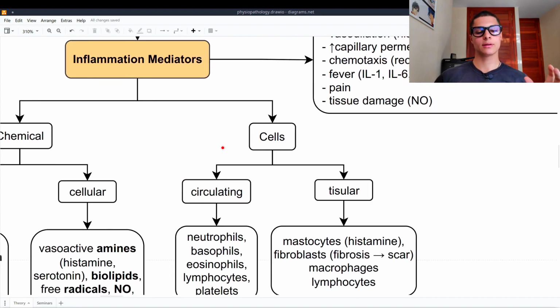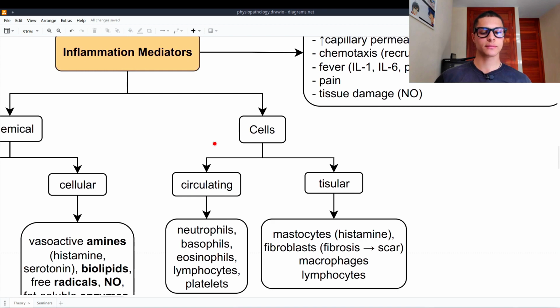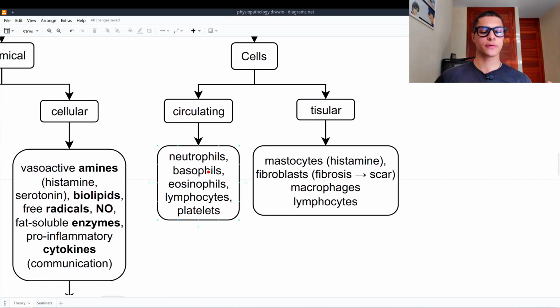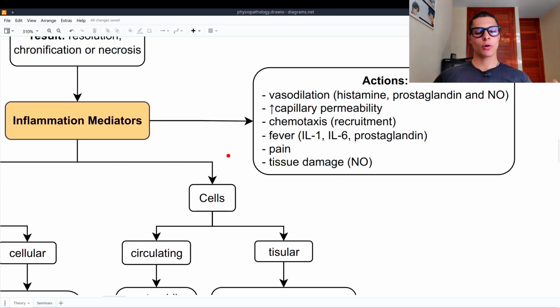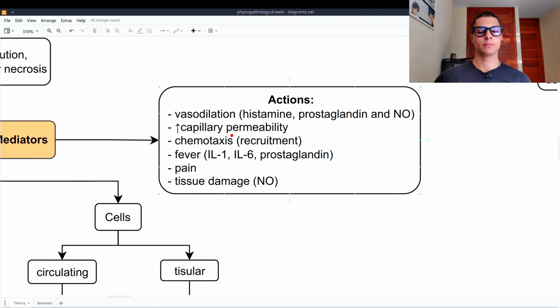Now, taking a look at cells' inflammation mediators, we have the circulating ones, such as neutrophils, basophils, eosinophils, lymphocytes, and platelets, and the tissular ones, so inside the cells. Mastocytes that create histamine, the fibroblasts that create fibrosis to indeed heal, and macrophages and lymphocytes. What are the actions of inflammation mediators? Well, these ones: vasodilation, higher capillary permeability, chemotaxis for the recruitment, fever, pain, and tissue damage.